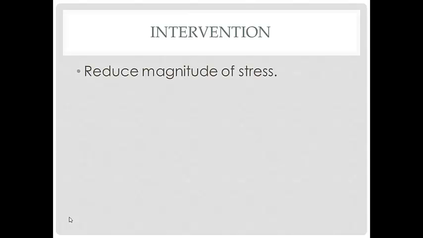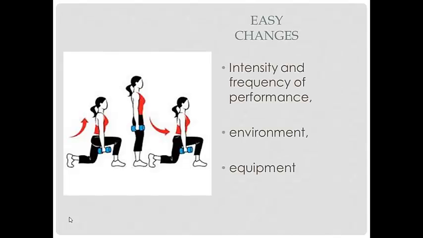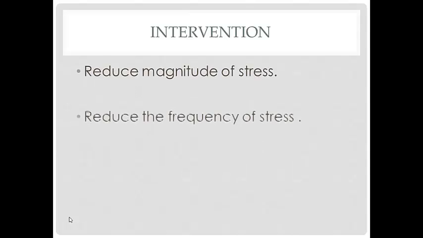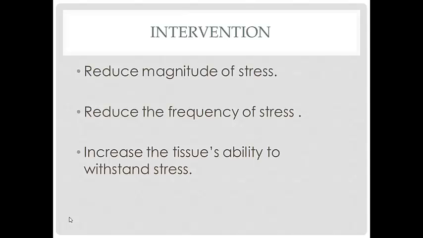Since the risk of injury can be considered an interaction between the intrinsic and the extrinsic factors, the more extrinsic factors altered to intervene and effectively reduce injury risk, the better the results will be. A correct intervention may reduce the magnitude of stress, frequency of stress, and tissue's ability to withstand stress.